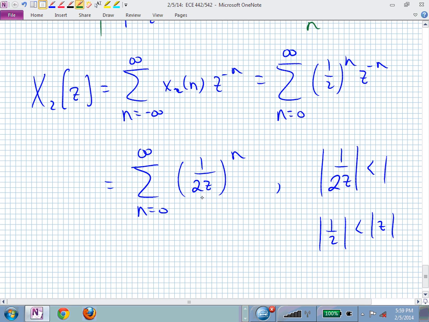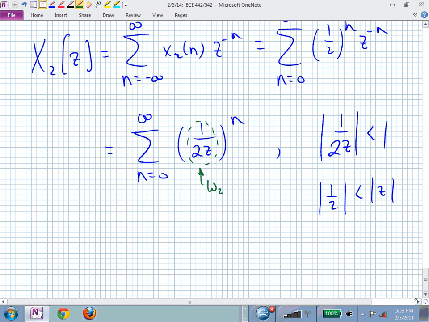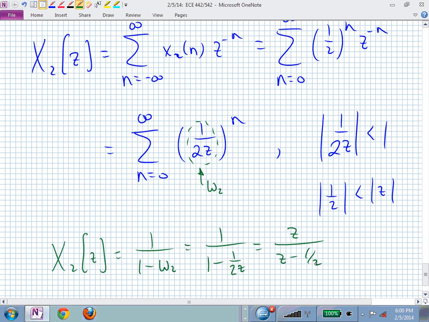Again, if we call this term, just to make my writing easier, w sub 2, then we know that capital X sub 2 of z is equal to 1 over 1 minus w2, using our technique for finding that sum. But that's just 1 over 1 minus 1/2z. If I multiply everything by z over z, or 1, I end up with z over z minus 1/2. And when is that true? That's true as long as the magnitude of z is beyond a disk of radius 1/2.